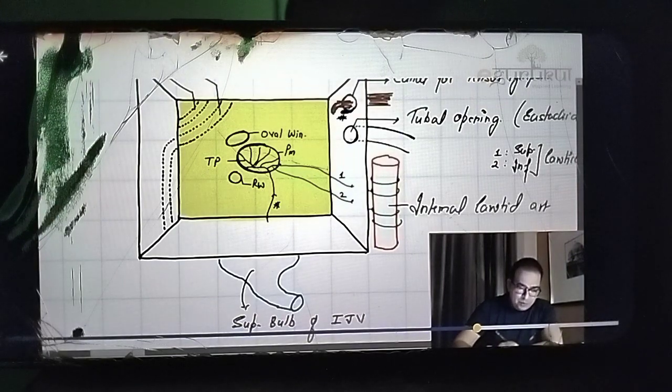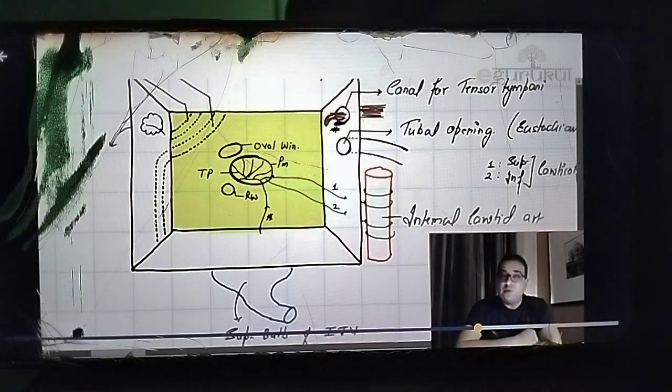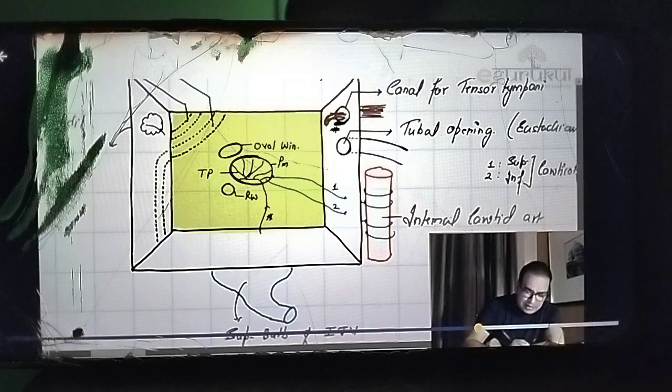Now, in the upper part of the posterior wall, we have an opening which will allow the middle ear to connect posteriorly to what? To the mastoid antrum. And this opening is called the aditus to the mastoid antrum. Aditus is just the name for the opening.